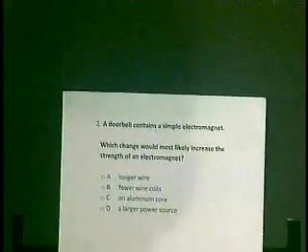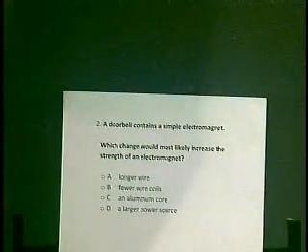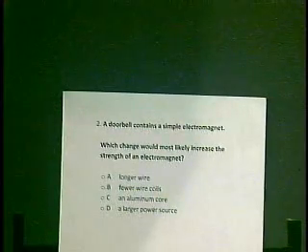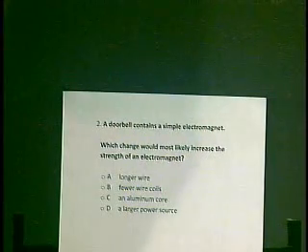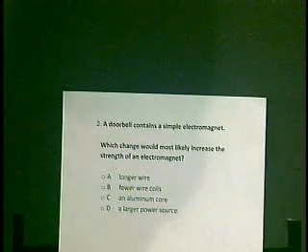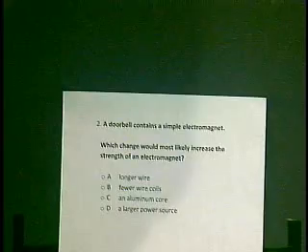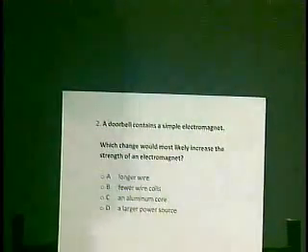Let's take a look at the second question. The second question states, a doorbell contains a simple electromagnet. Which change would most likely increase the strength of an electromagnet? A, a longer wire. B, fewer wire coils. C, an aluminum core. Or D, a large power source.